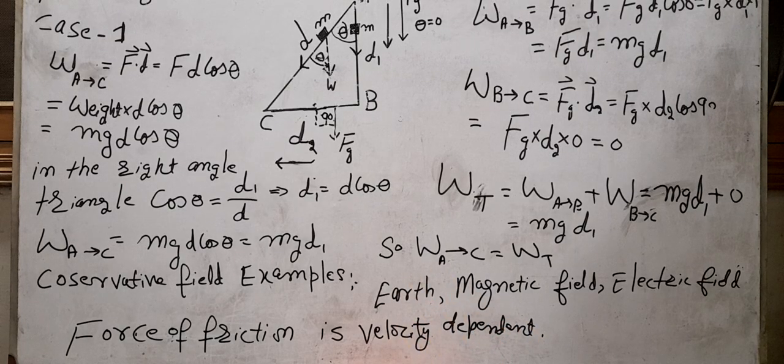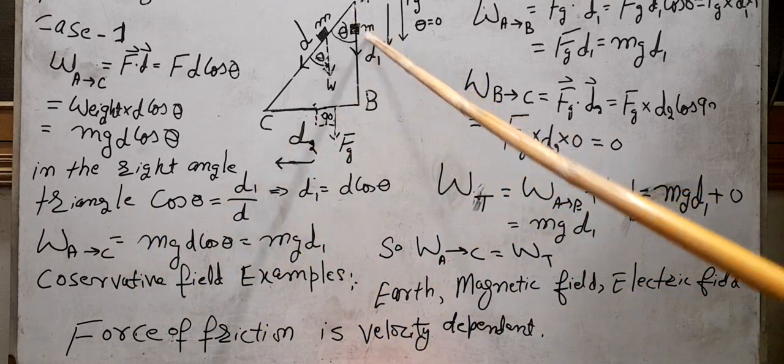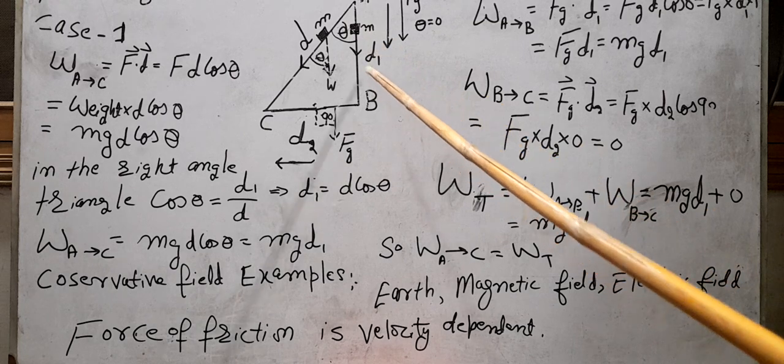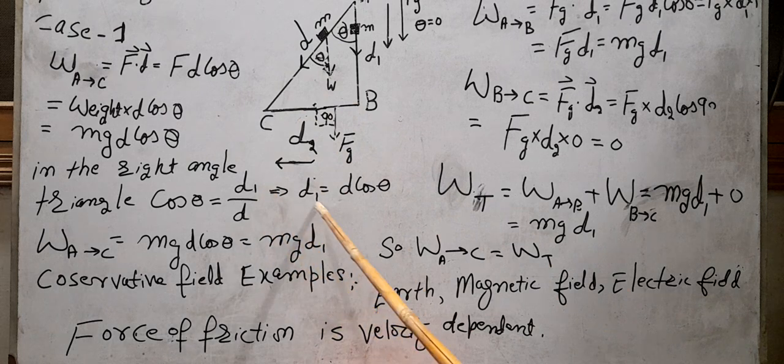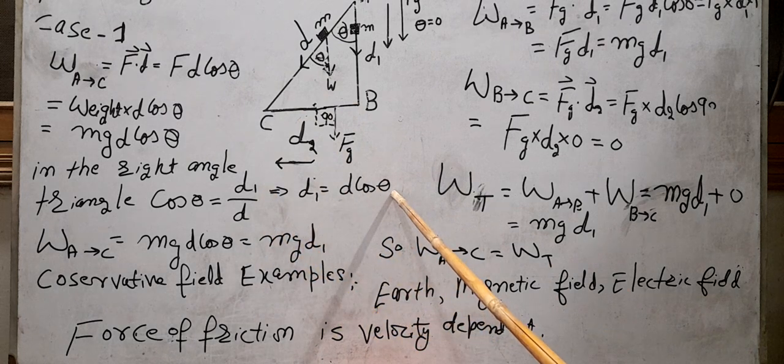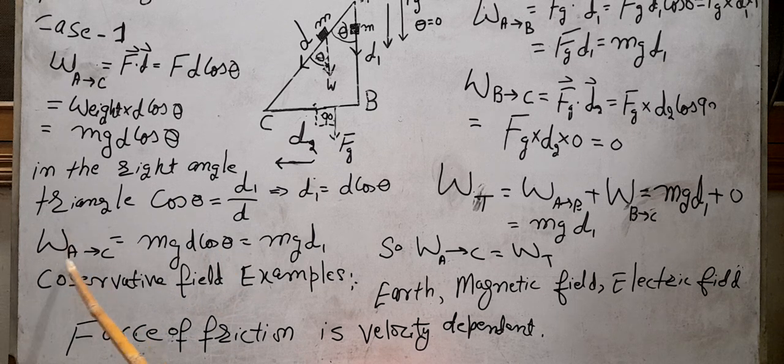Triangle ABC is a right angle triangle. Therefore, cos theta is equal to the adjacent side divided by the hypotenuse. Therefore, d1 is equal to, now we will again write the formula. Work done moving the body from A to C is equal to mg d cos theta, and we have already seen that d cos theta is equal to d1.